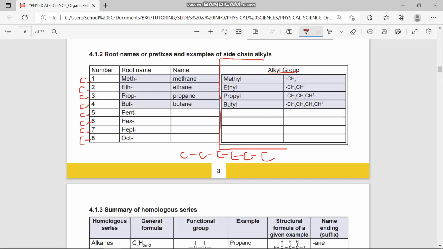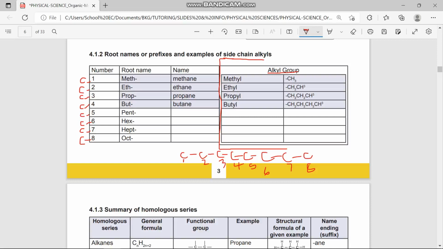So 1, 2, 3, 4, 5, 6. Forgot to write for 7. This is hept and this is oct. See that we have 1, 2, 3, 4, 5, 6, 7, and 8 C atoms. So this can be maybe an octane, octanone, octanol, octanoic acid. That's how it goes.